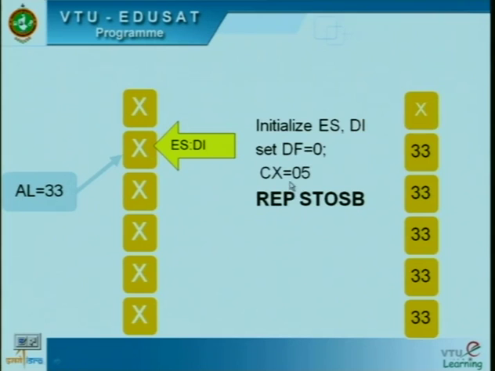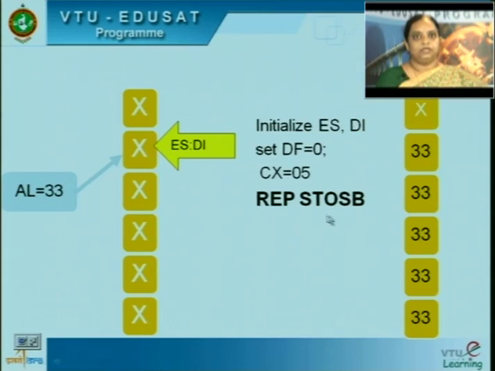So this is an example that we are talking about. If I do REP STOSB, before you execute REP STOSB, we have to initialize ES and DI, that's your string. Then let us say I have to go from top to bottom, so DF equal to 0, and we have to initialize 5 memory locations, so CX is equal to 05. Then you do the instruction REP STOSB. Let us say if AL is 33, after execution all the memory locations will have 33 each.